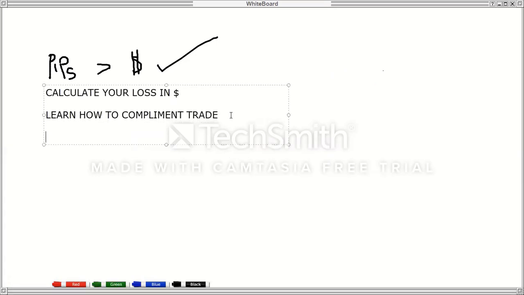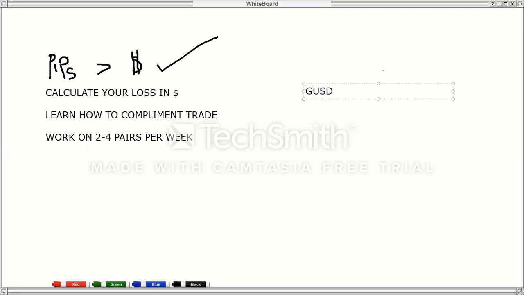Lastly, work on 2 to 4 pairs per week. What do I mean by work on 2 to 4 pairs per week? You have GBPUSD, GJPY, EURNZD, that's euros and New Zealand dollars, and let's see what pair should I use? I'm trying to look for pairs that don't share a currency. Okay, CHF and Canadian dollar, CADCHF rather. Exactly. So let's say, for instance, I have these 4 pairs.